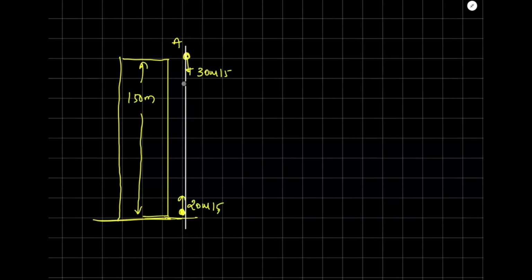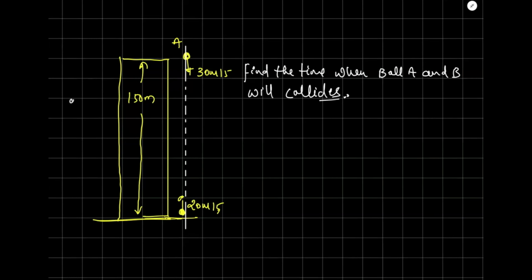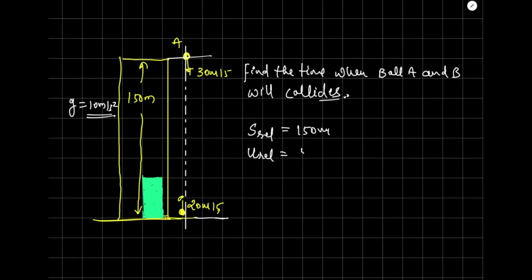So you know they are going to collide at one time. Find the time when ball A and B will collide. And you can take acceleration due to gravity g equals 10 meter per second square in this. So you can say what is the relative separation between them? It is 150 meter. What is the relative velocity? So it is 50 meter per second.